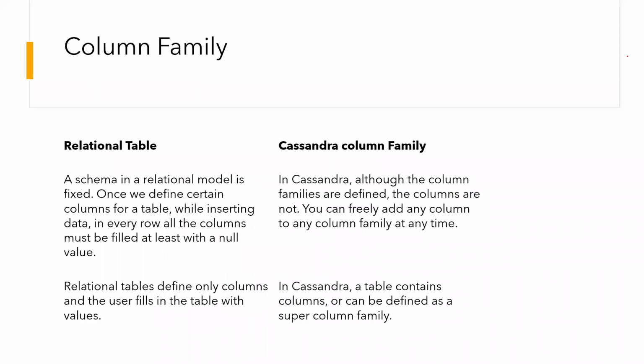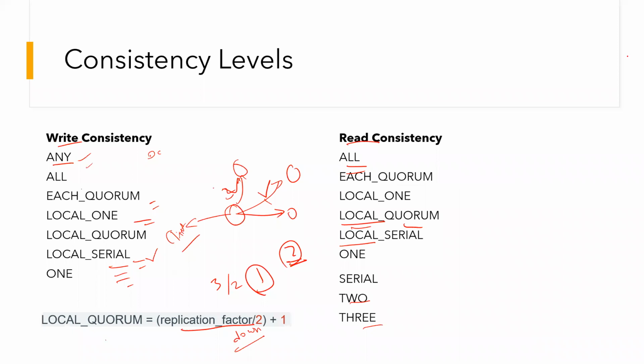Okay, I will quickly cover the other topics and then we can see. Before going to that, about the local quorum formula, I guess there needs to be some correction. The formula should be that the sum of write consistency and read consistency should be greater than the replication factor.